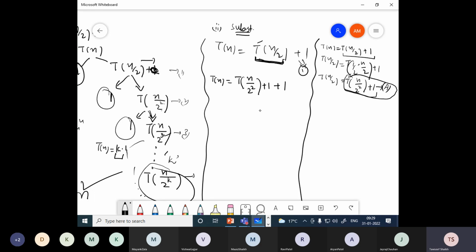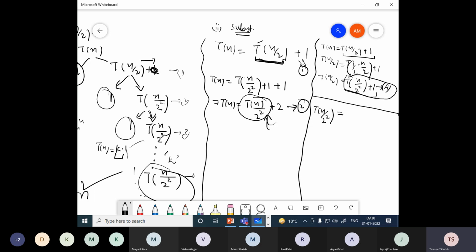I hope you are able to follow me. So T(n) could again be written as T(n/2²) + 2. Let's keep it as equation number 2. Now, to simplify equation 2, we should know the value of this term, so that, like we did in equation 1, we can substitute the value here in its place. So T(n/2²), I have to find its value.